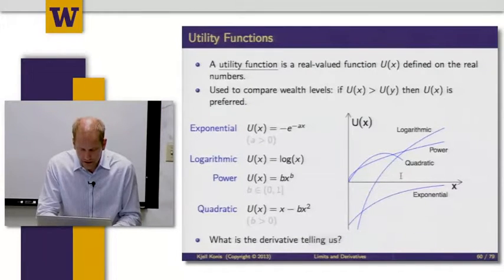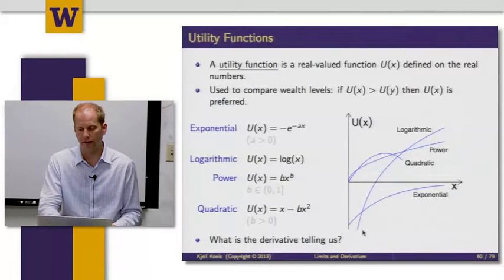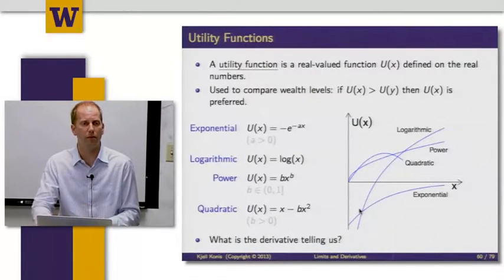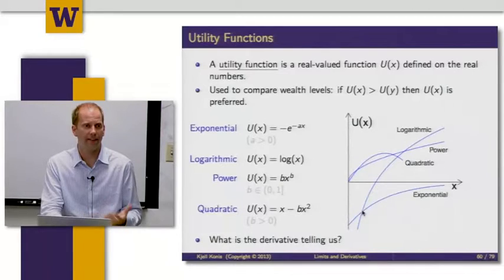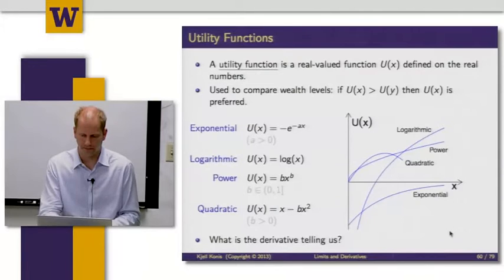So what is the derivative telling us? That's what I was trying to get at before. The derivative is telling us the slope of this curve at a point. If the derivative is large, it means the curve is steep, which means a little bit more wealth gives us a lot more utility. Whereas if I'm over here, a little bit more wealth hardly gives me any more utility. So the derivative gives me the relative change in utility for $1 more worth of wealth.